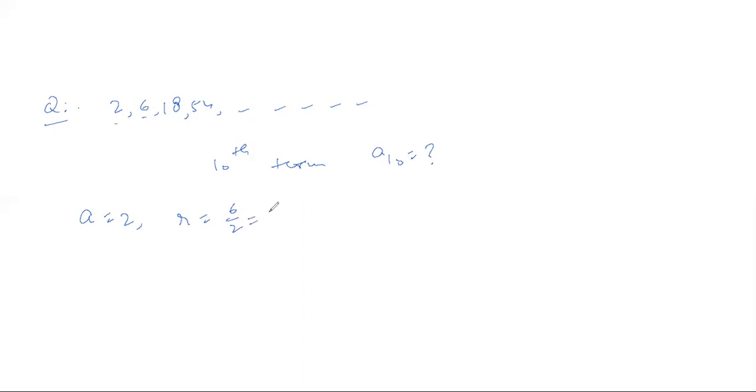Suppose a series is given to us: 2, 6, 18, 54, and so on. We have to find, let's say, the 10th term of the series. The 10th term means you have to find the value of A10. So what is given to us? A is known to us. A is 2, and R will be equal to 6 upon 2. Or we can find R by dividing the next term by the previous term. So it will be 6 upon 2, and that will be equal to 3. And we have to find A10.